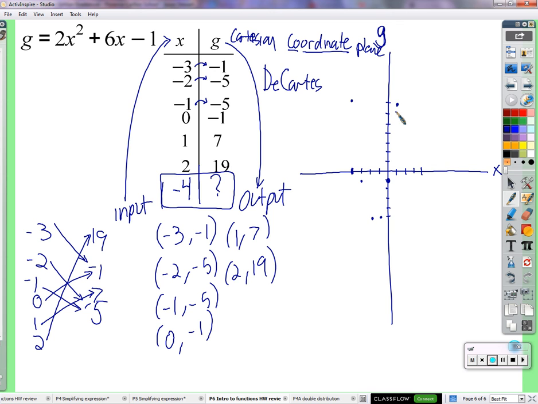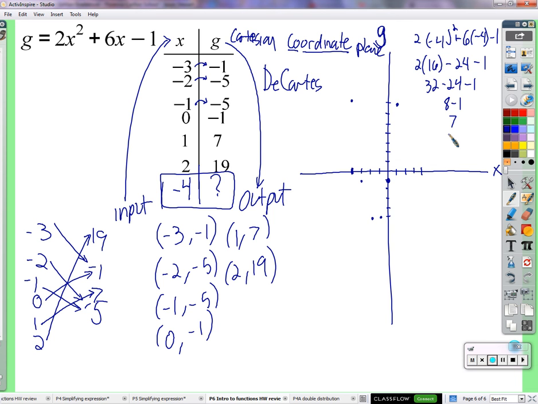And I know at least 2 of you have plugged -4 into the function and gotten 7. We can try it out. -4 squared, two times 16 minus 24 minus 1. 2 times 16 is 32, minus 24 is 8, minus 1 is 7. Wow. So it seems like this graph has a kind of mirror image, a line of symmetry.